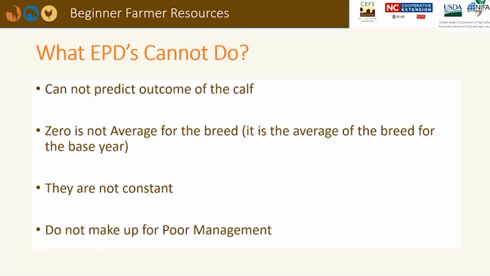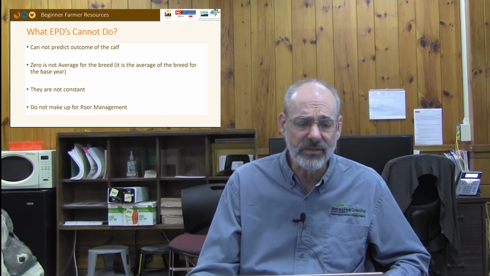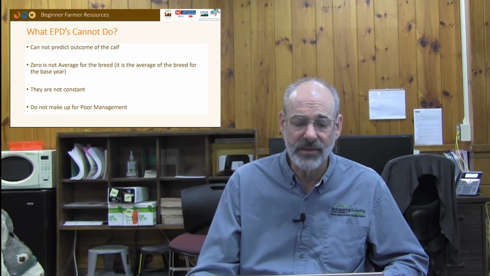EPDs are not constant, they change. Every time we get additional information on the animal, the EPDs change, and some people are bothered by this, but it's changed for the better. It's more accurate, it's more reliable. And finally, EPDs cannot make up for poor management. No matter how good the genetics of your animal is, if you don't know how to manage them, you're not going to achieve their genetic potential. So it's simply a tool to make sure that you have something you can work with.